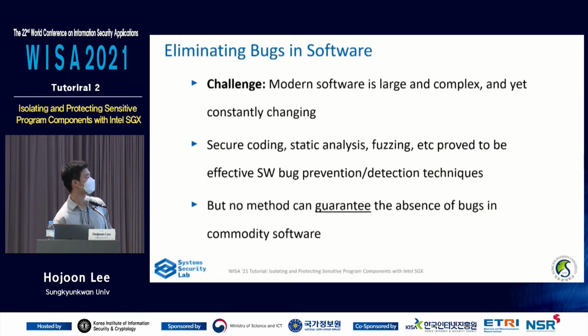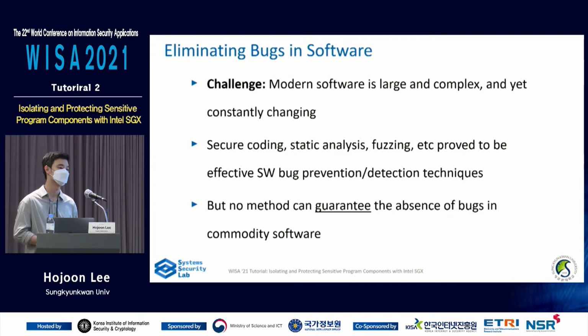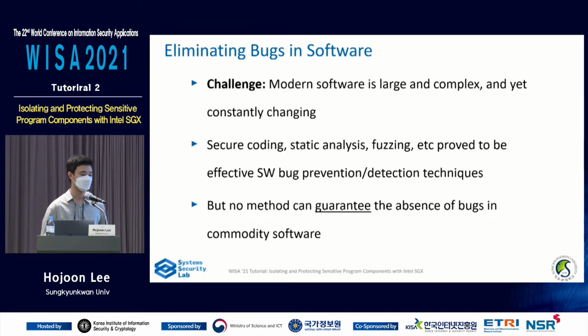All right, so the challenge we're facing today is, again, modern software is large and complex, and it is also constantly changing. There are existing techniques to solve this problem. Secure coding is the first one, right? You have to write secure software to begin with to not have serious vulnerabilities in your program.